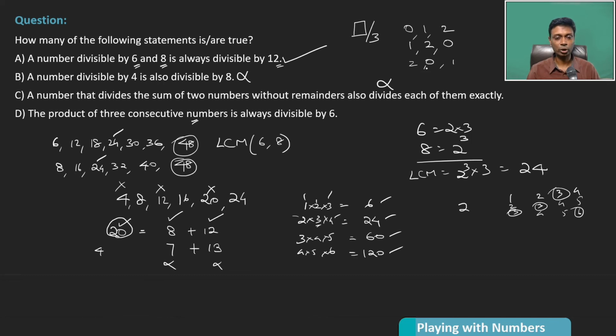Then we have 0, 1, 2. If the first natural number leaves a remainder 1, the next one will leave a remainder 2, and the third one will become a multiple of 3. If the first one leaves a remainder 2, the second one will be a multiple of 3, and the third one will leave a remainder 1. So in any 3 consecutive natural numbers, one will be a multiple of 3. So the product of 3 consecutive numbers is always divisible by 2 and divisible by 3. Therefore divisible by 6. This is true. How many of the following statements are true? 2 of these are true.